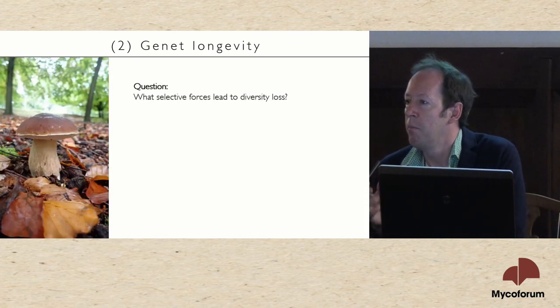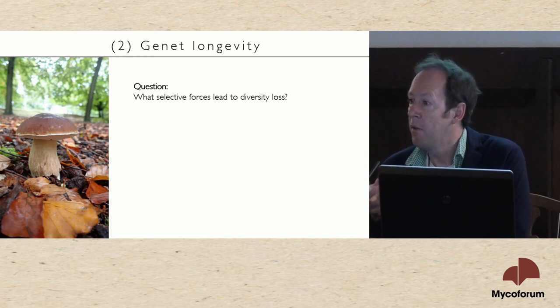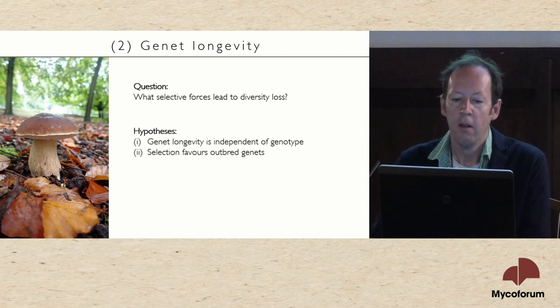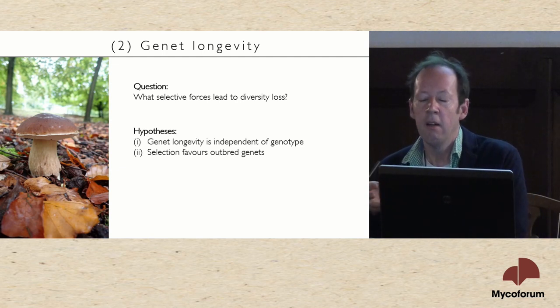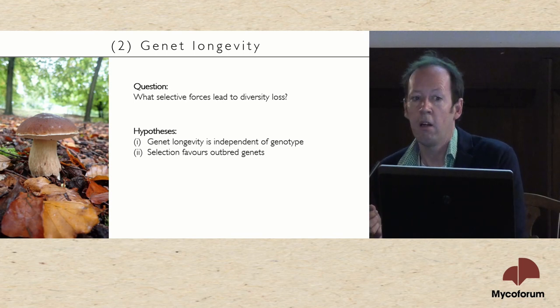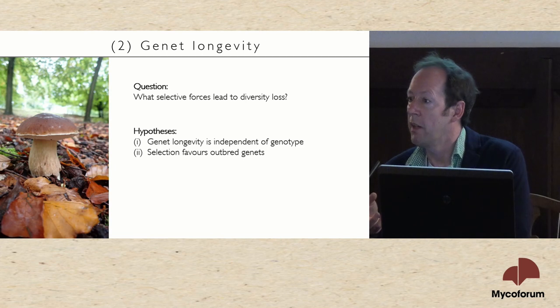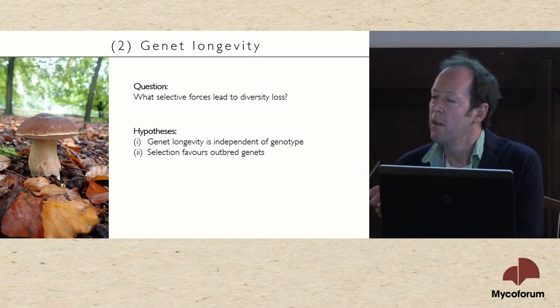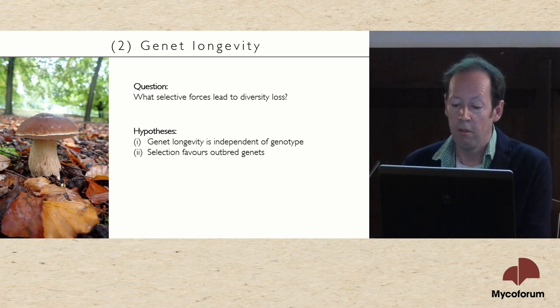Second, we want to understand better the selective forces that lead to the loss of diversity in aging woodlands. One hypothesis here is that the longevity of individual genets is not related to genotype, with, for instance, initial colonizers of a site having an advantage over latecomers. But it's also possible, as I mentioned before, that selection may favor outbred individuals.